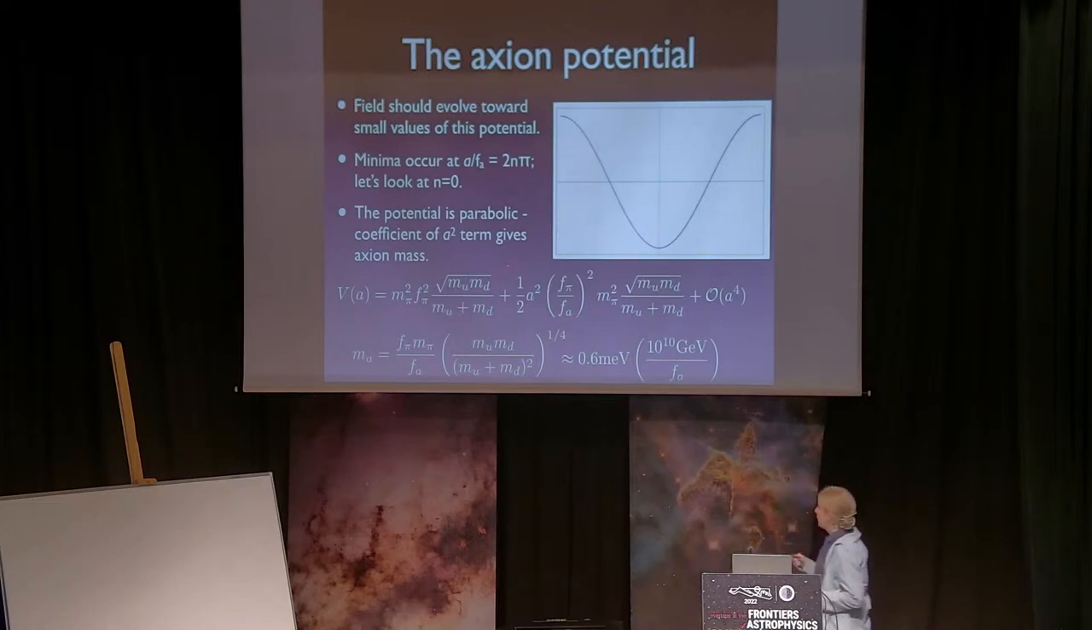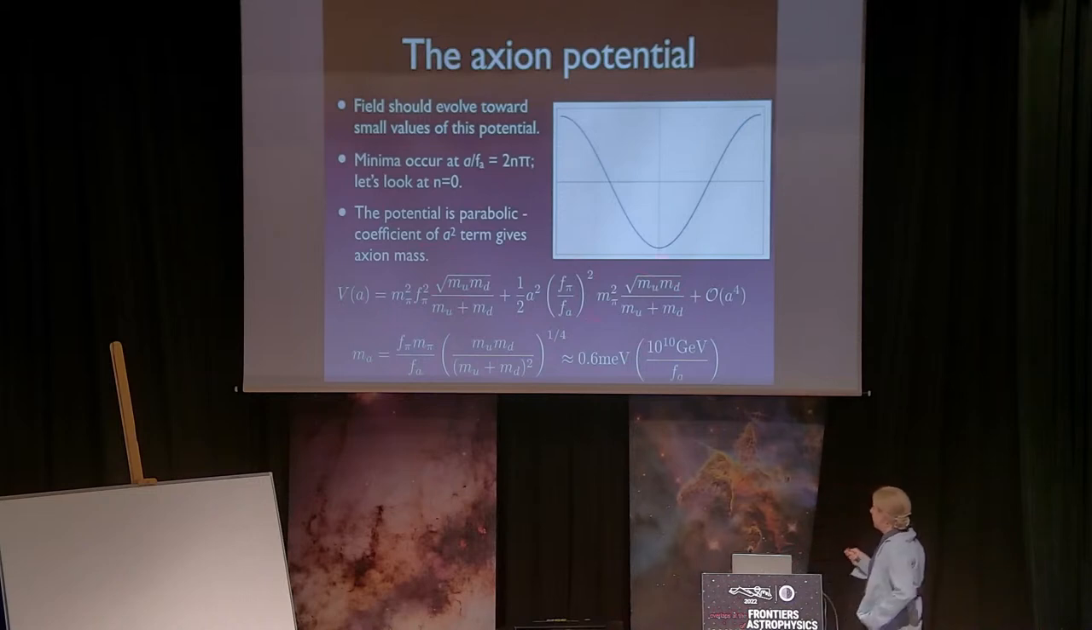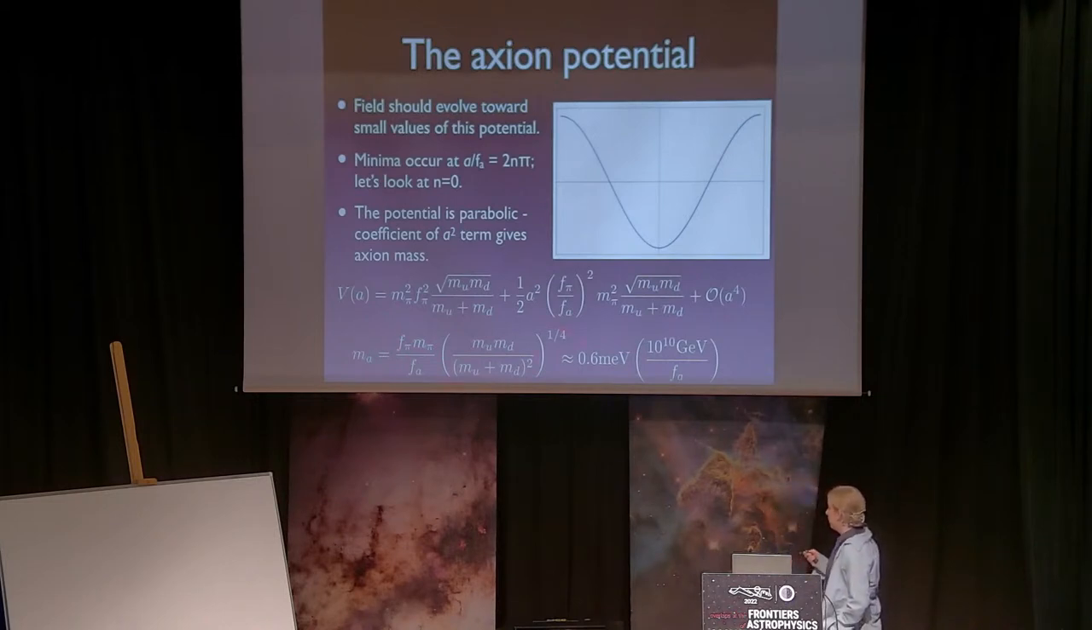Okay, so the potential is parabolic, so we can think of the coefficient of the A squared term as giving us a term in the Lagrangian that looks like A squared times a constant, so that's like a mass term for the axion. So Taylor expanding out this potential around the minimum, we get behavior that looks like this. So that means that we're going to get an effective mass for the axion around its potential minimum that looks like this. So this gives us a direct relation between the mass of the axion, if it solves the strong CP problem, and its scale FA.